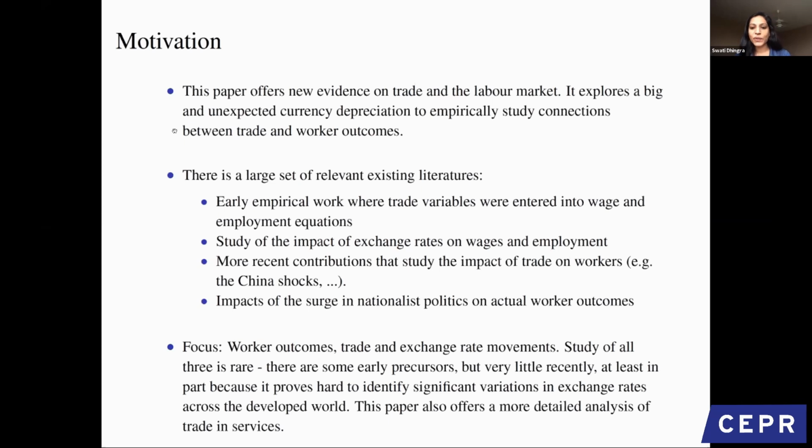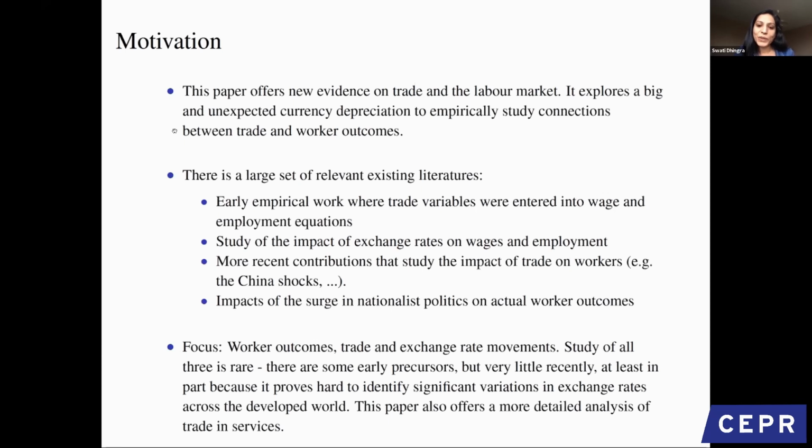What we're going to do is add to this literature by looking at three things together: worker outcomes, trade, and exchange rate movements. The study of all three is actually quite rare, even though there are some early precursors like the Revenga paper I mentioned earlier, simply because most developed countries, at least at this point, don't have big exchange rate movements which you can utilize. There's also another issue, which is that most of the time these papers were concerned about manufacturing workers, but as we know, for countries like the UK or the US, the share of manufacturing in total employment is actually quite small. So the bulk of workers are not what we end up studying.